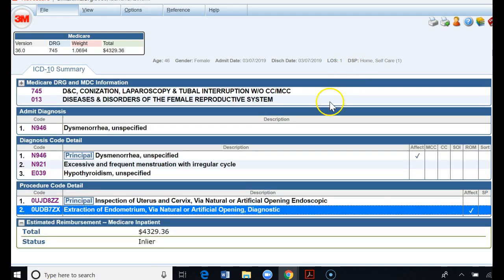And then our DRG is right up here at the top. It's at the very top under this DRG table where it says Medicare, or it's in the first block under the ICD-10 summary where it says 745. So our MS-DRG for this case is 745. In 3M, it just doesn't have the MS in front of it, but the DRG is the same thing as the MS-DRG. I hope this video was helpful.